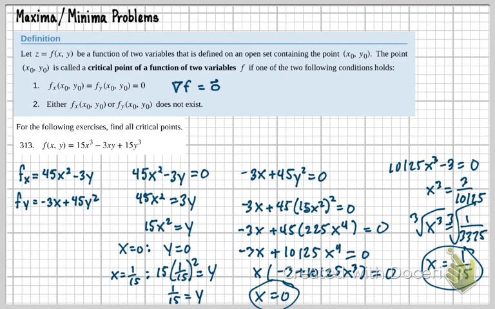So now I actually get the 2 points. And those 2 points are going to be (0, 0) and (1/15, 1/15). So those are my critical points. Call them CP sometimes for short. So there's the answer.